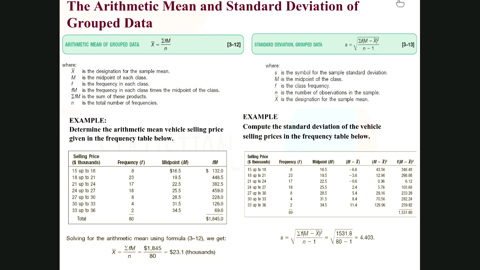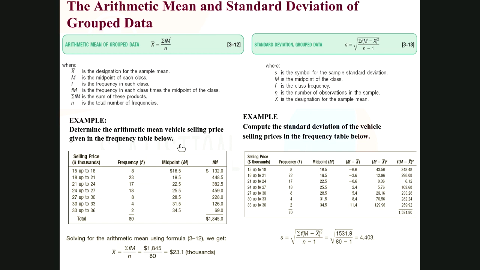So we talked a little bit about the geometric mean and the standard deviation of grouped data. So we have the arithmetic mean, which is basically the sum of all the values over the number of observations that we have. In this example, we determine the arithmetic mean of a vehicle selling price given in the frequency table below.